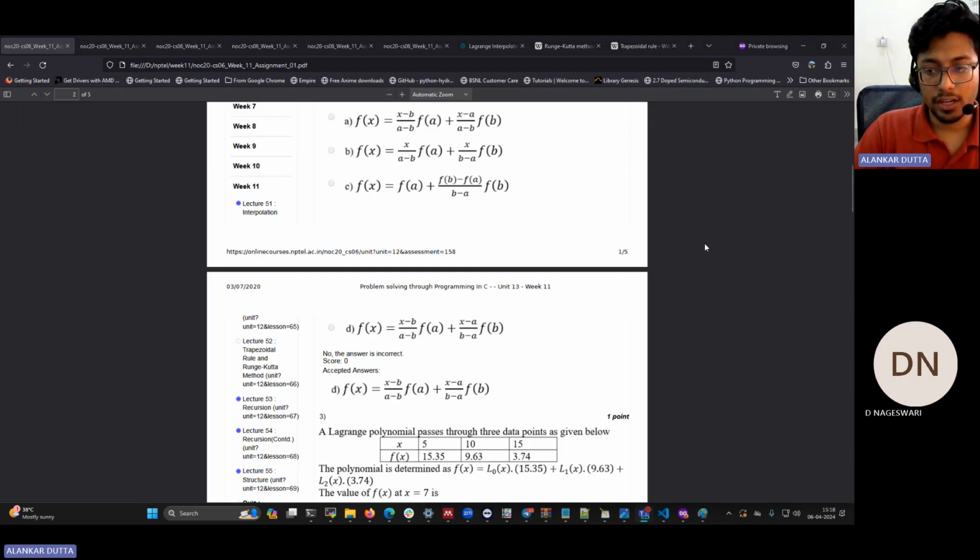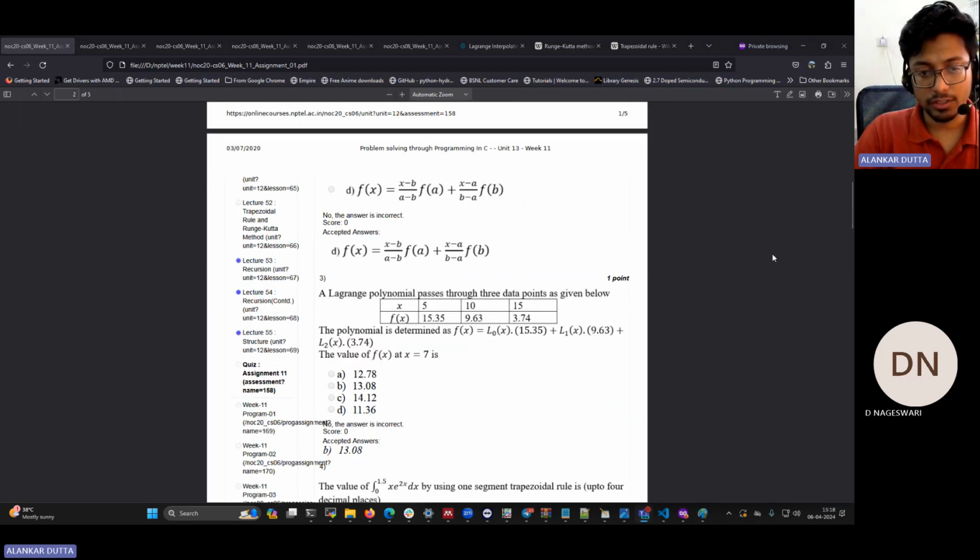Okay, since I don't see any questions, I'll just move on to the next one, where it is said that a Lagrange polynomial passes through 3 data points. These are the data points which are given, the values of x and the values of f(x), and now you're asked to find out the value at x equals 7.